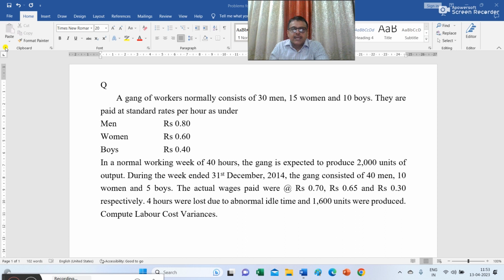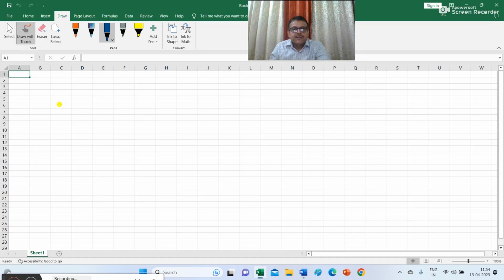During the week ended 31st December 2014, the gang consisted of 40 men, 10 women, and 5 boys. The actual wages paid were at the rate rupees 0.70, rupees 0.65, and rupees 0.30 respectively. 4 hours were lost due to abnormal idle time and 1,600 units were produced. Compute labor cost variances. First of all, let us present the data in the following manner.